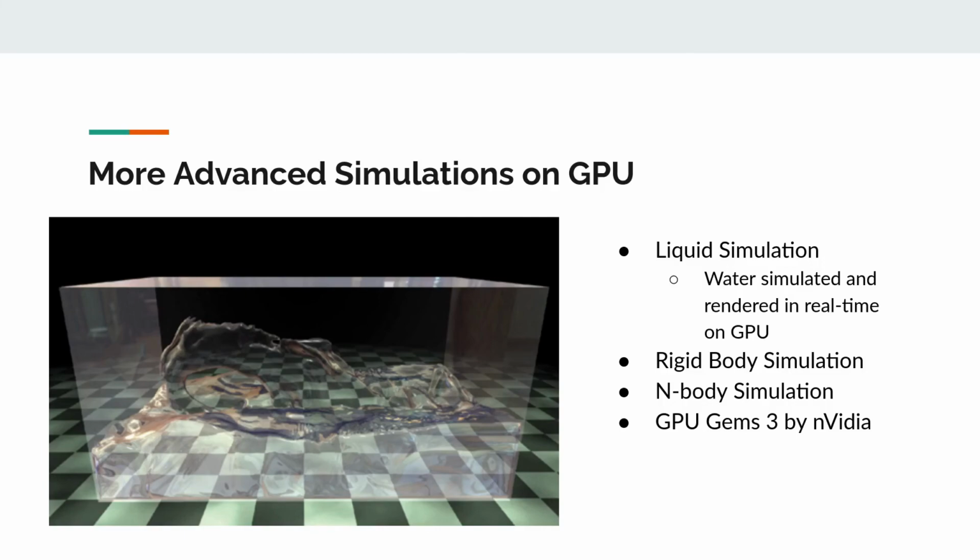It's also possible to perform more advanced simulations on the GPU. For example, there is a free online book called GPU Gems 3 by NVIDIA. In this book, you will find examples of liquid simulations, rigid body and n-body simulations done on the GPU. In this picture, the water is simulated and rendered in real time on the GPU. In the aforementioned book, you will also find many examples of general purpose usage of GPUs. For example, you can run encryption and decryption algorithms, or you can match the signature of viruses. With compute shaders and general purpose GPU programming, the possibilities are endless.